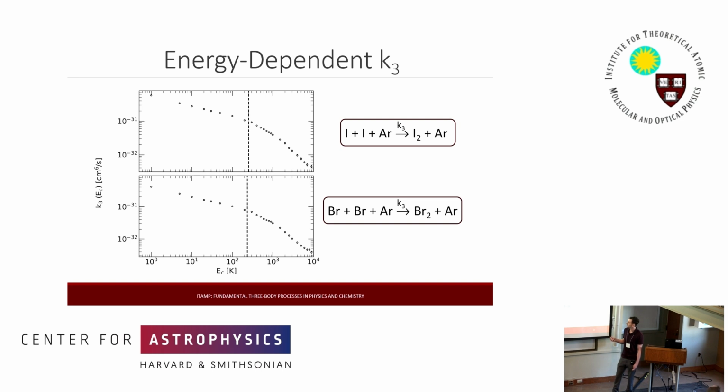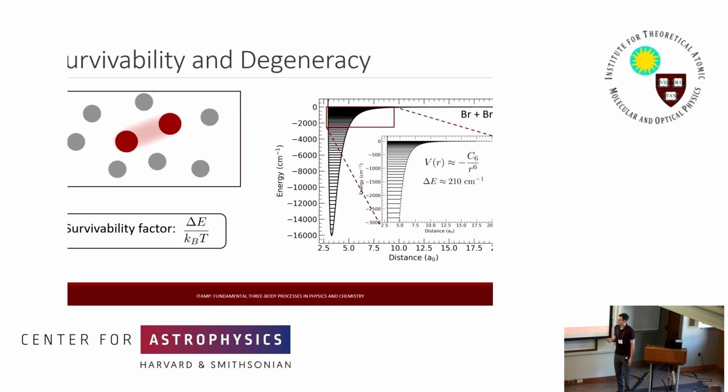And again, we see this typical behavior of power law in the low energy regime, and then a drastic decrease. On the top we have iodine, bromine, and so on. Now, before we go on to compare with the experiment, we have to consider a couple of things. All these experiments were done using pump-probe techniques, which means once the molecule is created, they don't observe it immediately after it's created. It continues to collide with other molecules in the chamber.